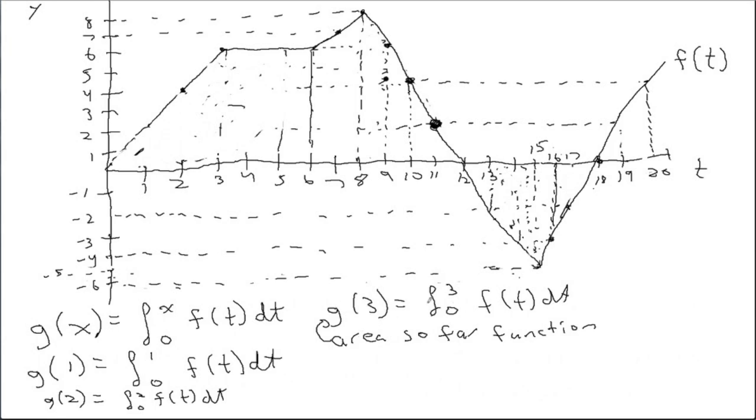Okay. It's important here not to confuse x and t. This is the t-axis, and g is defined as a function of x. X tells us how far we've moved from 0 along the t-axis. So what's the input to g, x or t? X. Yeah, x, not t.